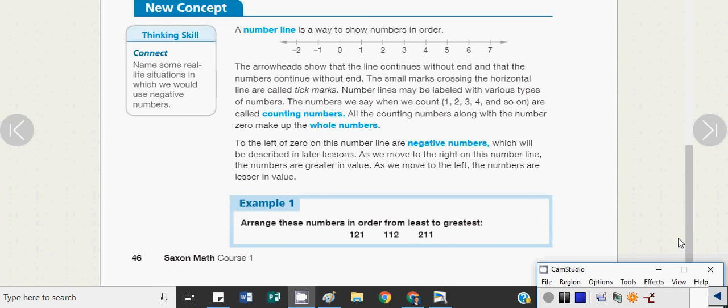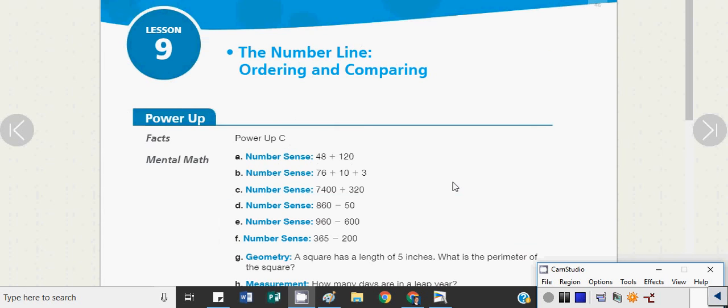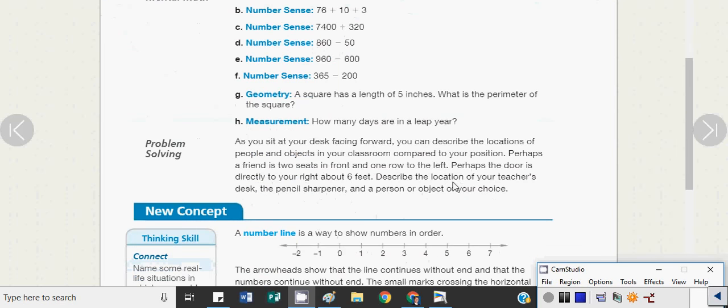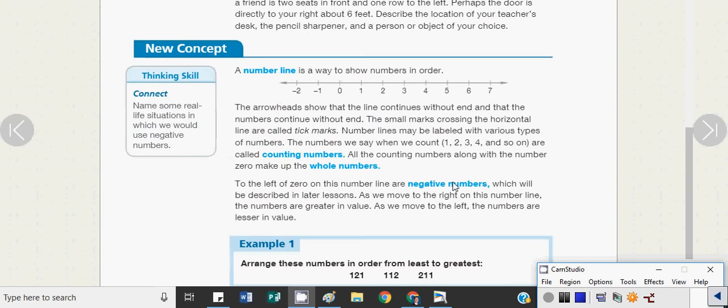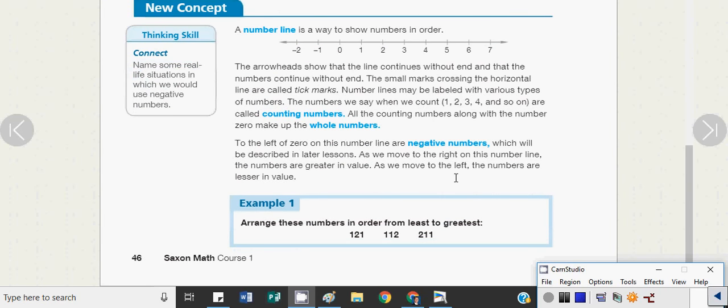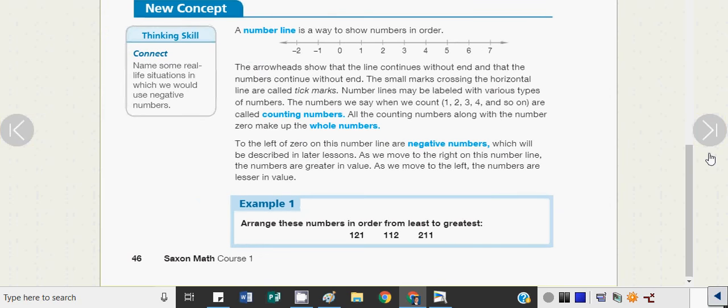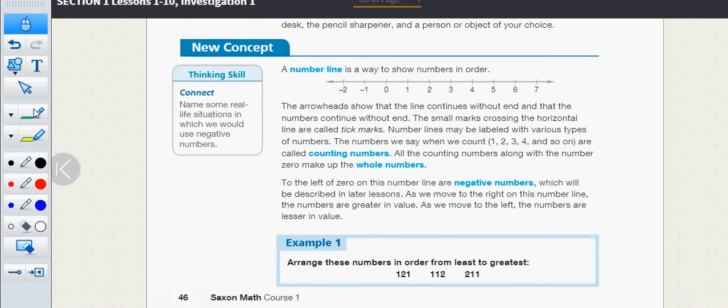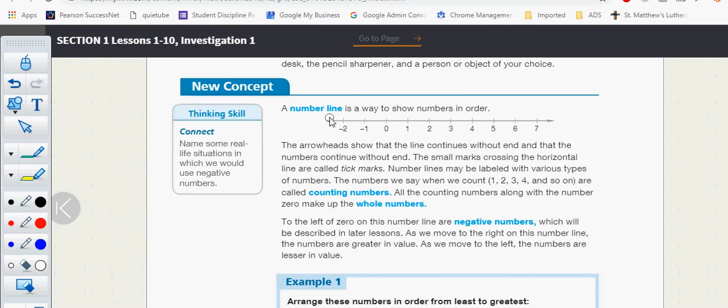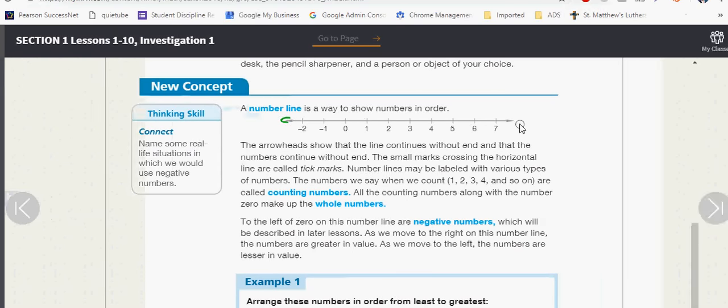Course 1, Lesson 9 is called Number Line and Ordering and Comparing with the Number Line. A number line is a way to show numbers and how they relate to each other in order, and you're probably familiar with how they look, right? We have this number line right here, a straight line that includes arrows like we've learned, and those at the ends remind us that the numbers continue in both directions.